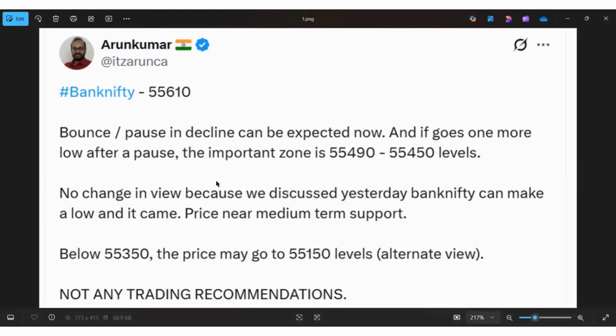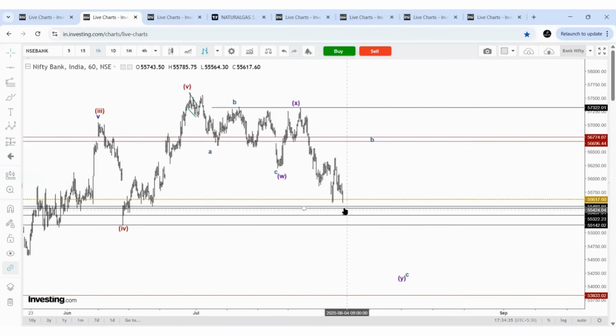And if it goes one more low after a pause, the important zone is 490 to 450. Okay, and also below 55350 it may go to 55150 levels. So already I said these levels. See, it is very close to support now. Okay, and these two levels like 55500 to 55450 are important to hold.